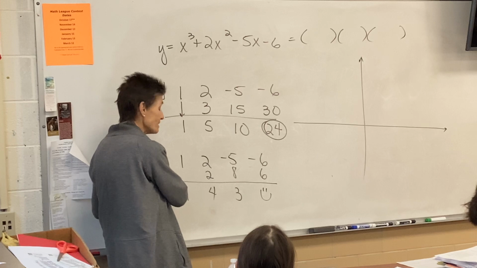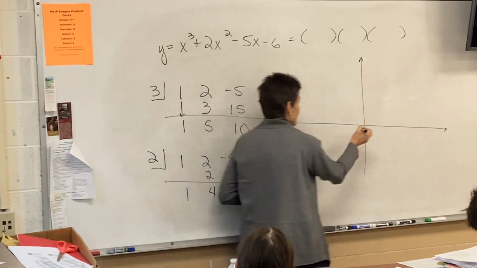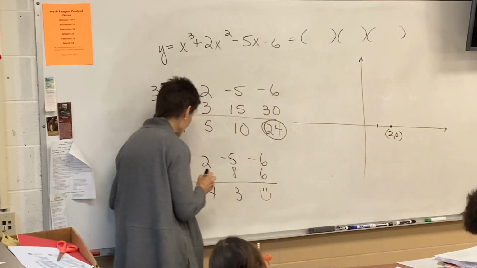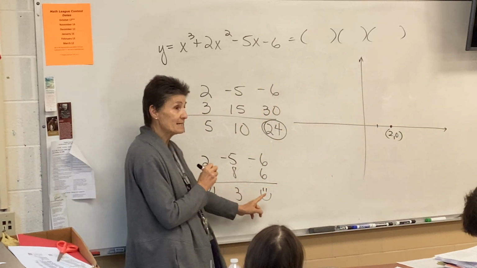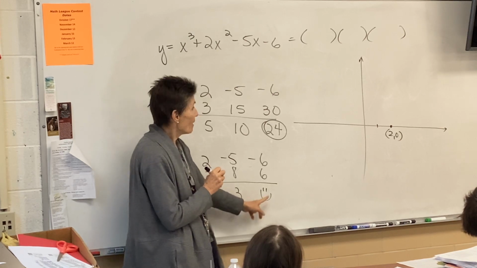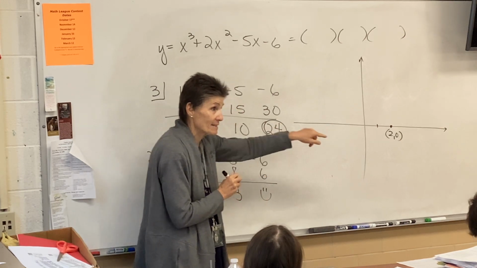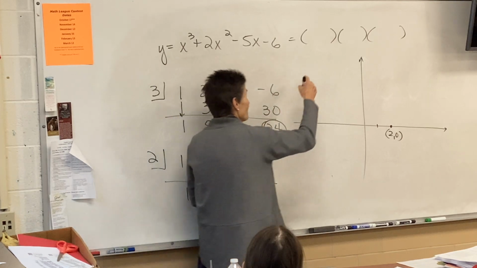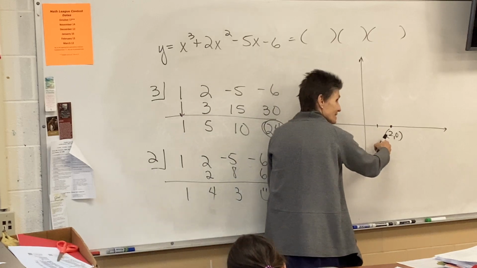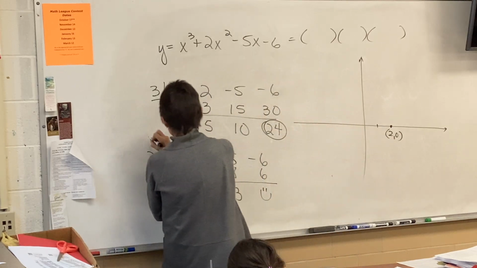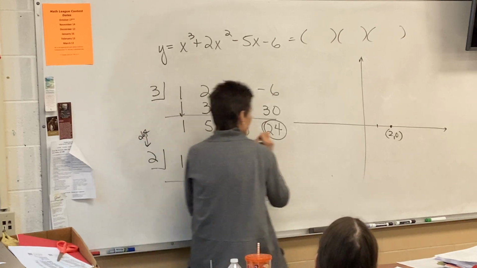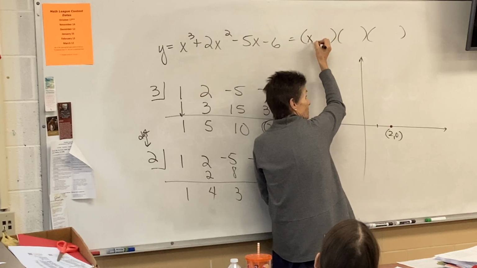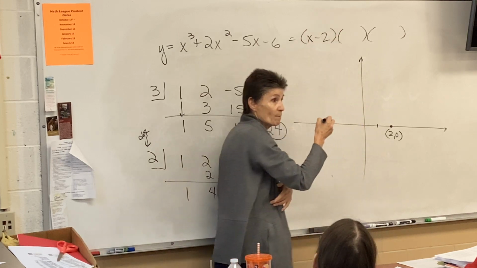Well, the guess that you made is the number that you put on your x-axis. So when you guessed 2 and it divided in evenly, that means one of my dots is at 2. This number is always where you put your dot. So I put my dot at 2. What does that mean about my factor? X minus 2, yep, because remember it's the opposite.